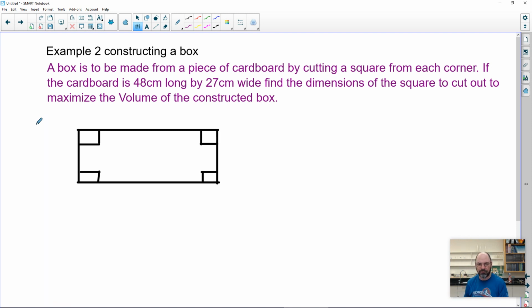So if we look at the diagram here, I've got the piece of cardboard. Here's what we're going to cut out. So let's define that as X by X. It's a square, so each side has to be equal. Okay, and there's our cutting pieces that we're going to cut out. And it tells us that the length of this piece of cardboard is 48 centimeters this way and 27 this way.